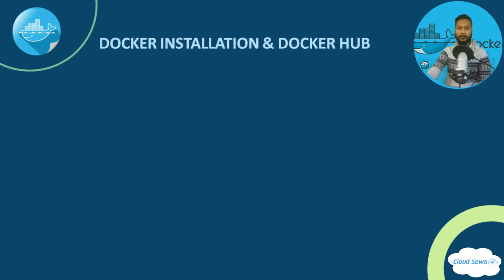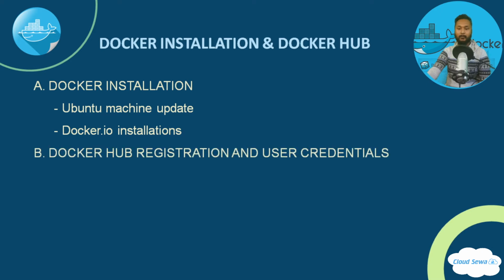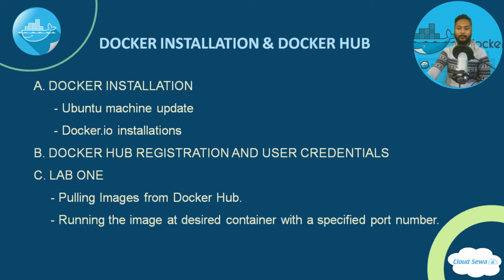So in this episode we're going to learn about the Docker installation process and the Docker Hub registration process. So what we need to do to install Docker and what you need to do to create a Docker Hub account. So we'll also talk about a simple lab where we pull an image from the Docker Hub, we run the image in a desired container with a specified port number and see its output in our web browser.